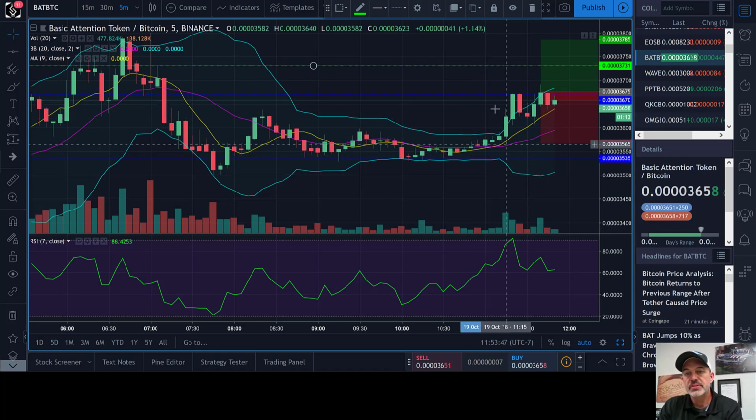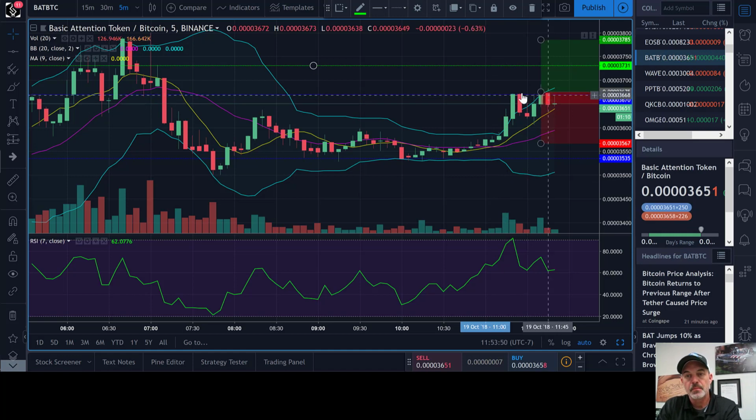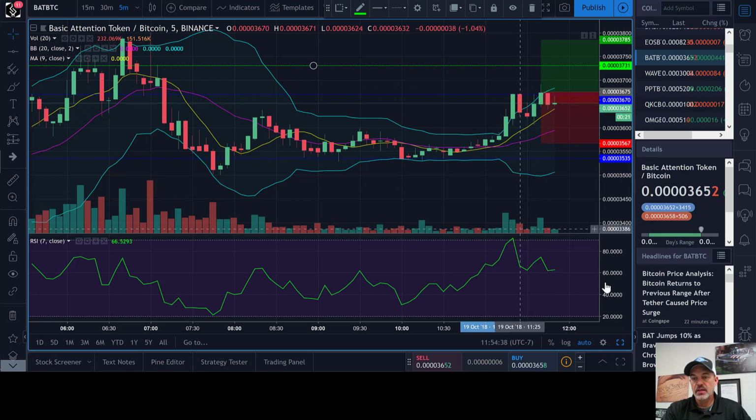We definitely have some resistance at this point here. We had broken through it, but we didn't stay through it. And again, we were kind of triggered on this with volume, and then the news down here of the new Brave browser being released by the folks that hold these basic attention tokens, the BAT tokens.